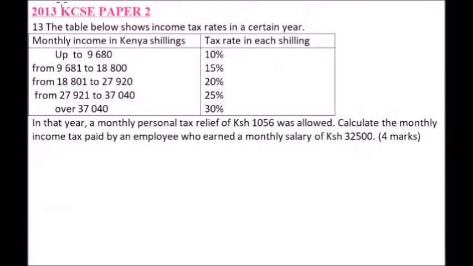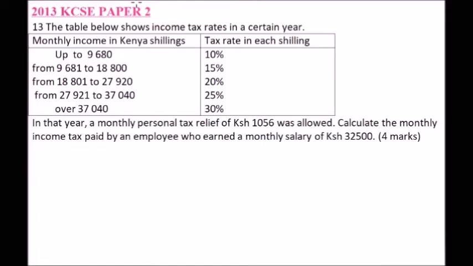So this question from 2013 KCSE Paper 2, we are told the table below shows the income tax rate in a certain year. So we have monthly income in Kenyan shillings and tax rate in each shilling. Up to 9,680 you are taxed 10%. From 9,681 to 18,800 you are taxed at the rate of 15%, and so on, up to over 37,040 you are taxed at 30%. In that year, the monthly personal relief of 1,056 Kenyan shillings was allowed.